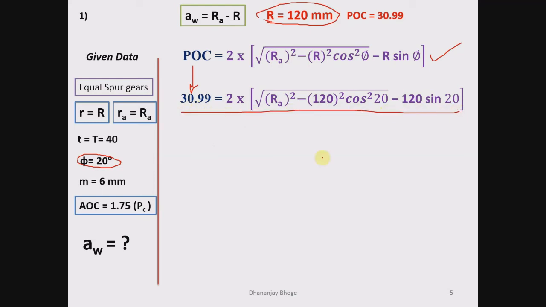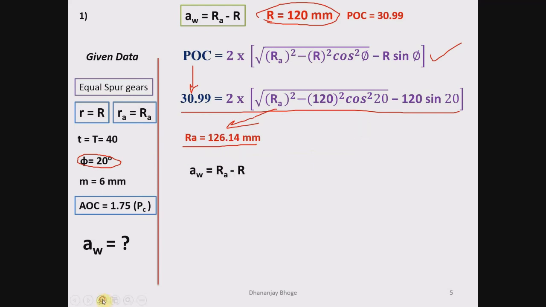I will tell you the value of RA. You can solve it afterwards. So simply write down the value. RA is equal to 126.14 millimeters. By solving this equation, we get RA as 126.14 millimeters. So right now just write down the value of RA. So now we have done.